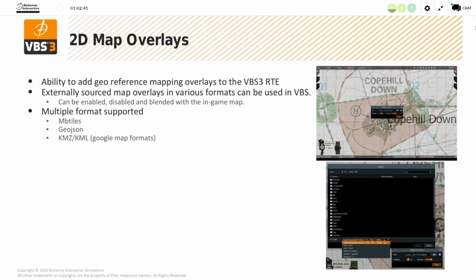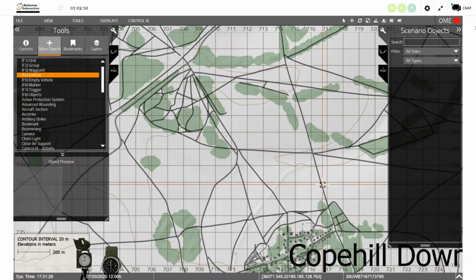MBTiles is a really nice tiled format which performs very well. But essentially, you have many options now to import overlays. I will very quickly get that video up for you.